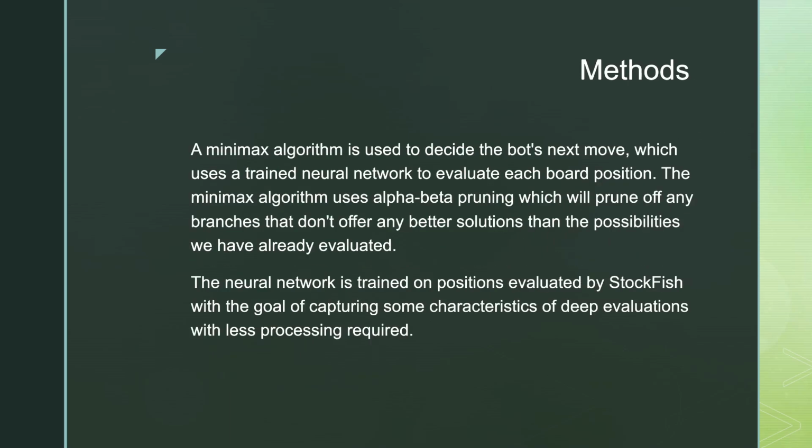As a general overview of our methods, we're using a minimax algorithm for the bot to decide its next move, and the evaluation for each position is coming from a trained neural network. The minimax uses alpha beta pruning to hopefully speed it up by pruning off branches that have a lower evaluation.